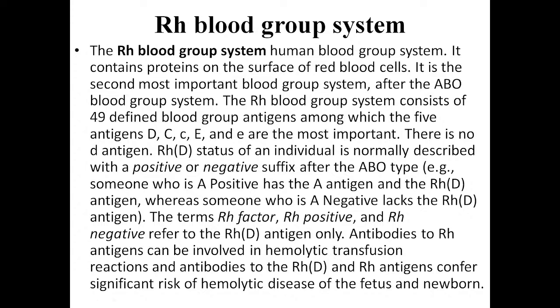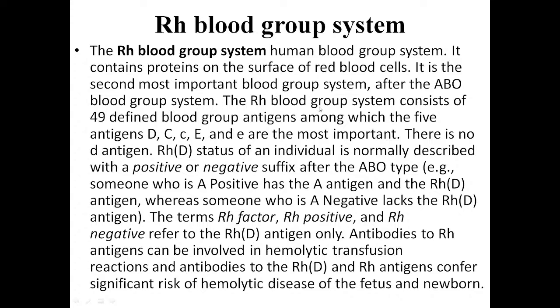Students, the RH blood group system. The RH blood group system is a human blood group system. It contains proteins on the surface of red blood cells. It is the second most important blood group system after the AB0 blood group system.